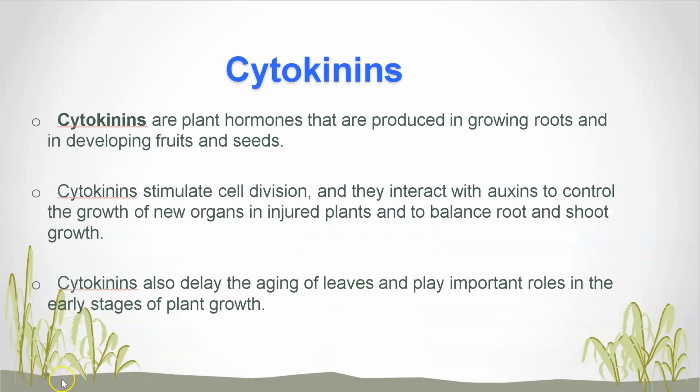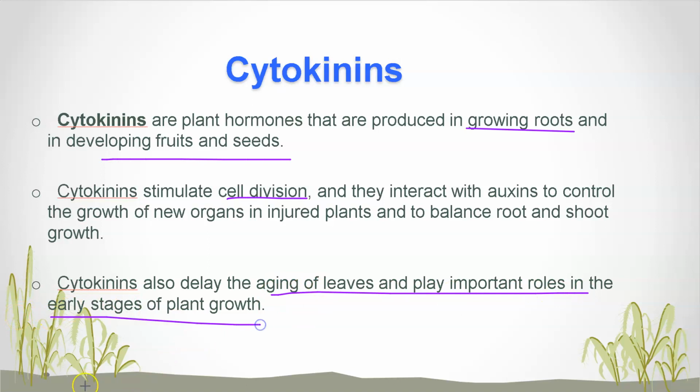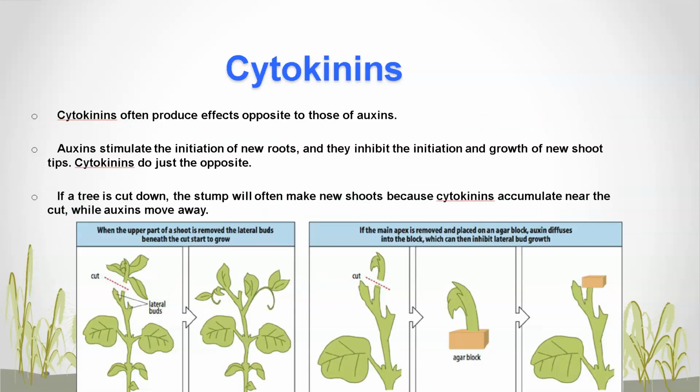Cytokinins are another type of plant hormone, produced in growing roots and in developing seeds and fruits. They stimulate cell division, mitosis. They also control the growth of new organs in injured plants and balance root and shoot growth in stems. Cytokinins also delay the aging of leaves and play important roles in the early stages of plant growth. So here's a little diagram. They produce effects opposite to those of auxins. Auxins stimulate the initiation of new roots. Cytokinins do just the opposite.